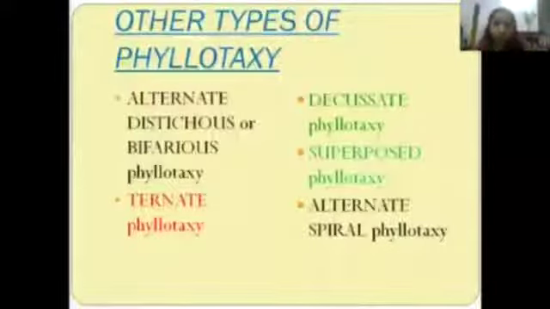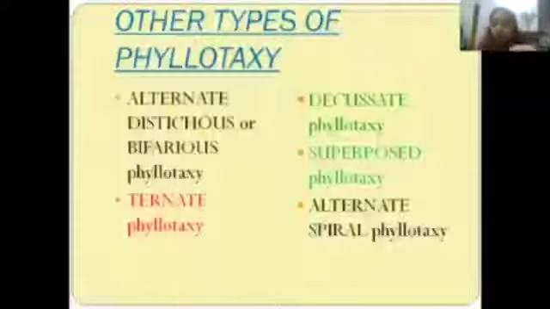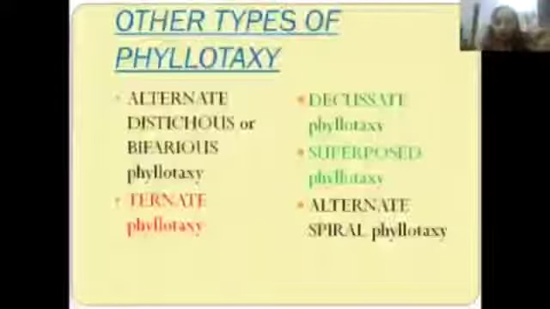Alternate discus or biferous phyllotaxy and alternate spiral phyllotaxy fall under the alternate phyllotaxy. In alternate discus or biferous phyllotaxy, you can see simple rows of leaves with one node sharing one leaf. In alternate spiral phyllotaxy, when you view the plant from above, you see a spiral being formed, like a round and round structure.